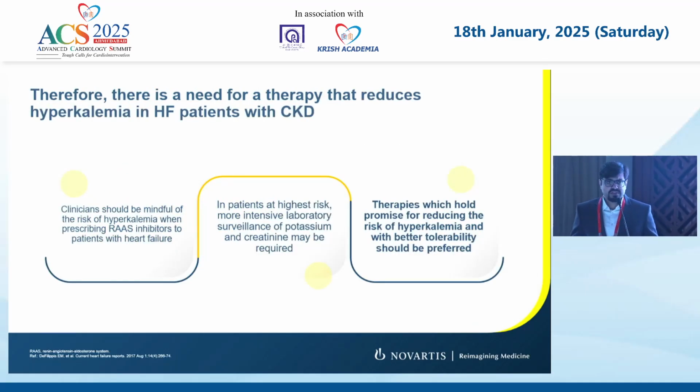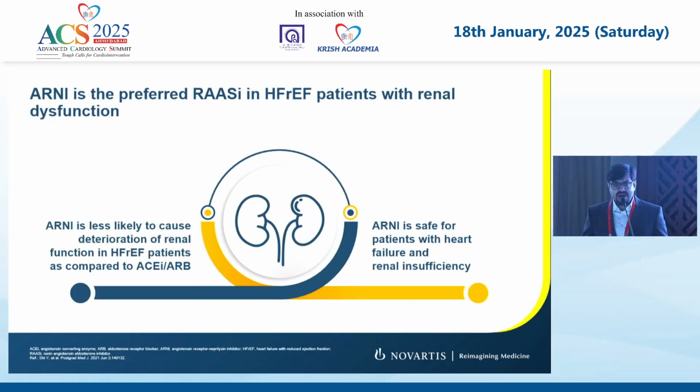Therefore, there is a need for a therapy that reduces hyperkalemia incidence in these heart failure and CKD patients. ARNI is the medicine that is preferred, even though we can give an ACE inhibitor or ARB. Now it is a class 1 indication, and the incidence of hyperkalemia is less in these cases. So it is less likely to cause hyperkalemia and worsening of renal function. In fact, it preserves renal function.